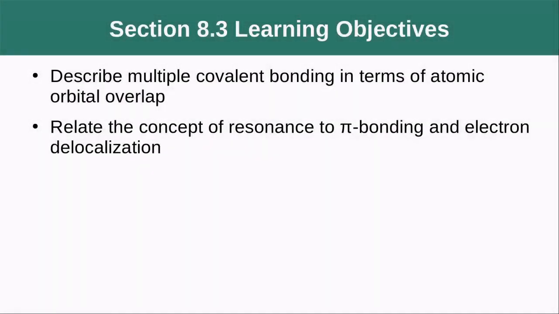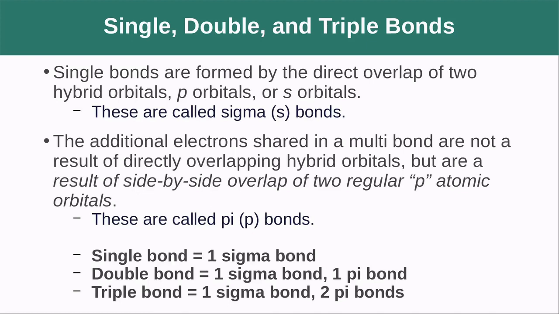In section 8.3, we're going to extend our idea of hybrid orbitals to allow for multiple bonding, and then we're going to extend that concept to the idea of resonance that we learned about before. A little refresher here. Single bonds are formed by sigma bonds, and multiple bonds are formed by pi bonds. Pi bonds are not created by hybrid orbitals. Hybrid orbitals only form sigma bonds. Multiple bonding occurs from the unhybridized orbitals that are left over.